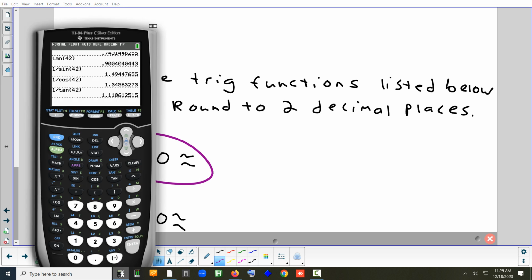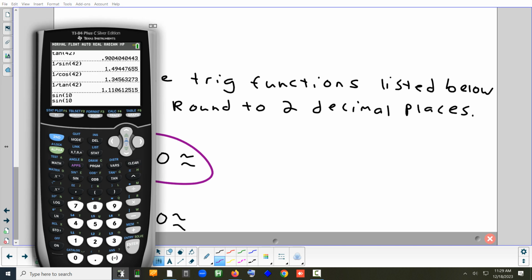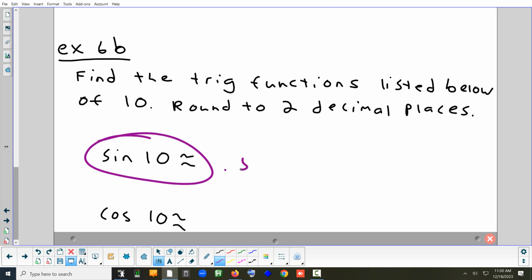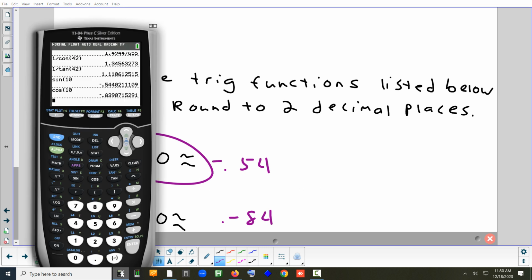Same thing, now just type it in. Sine of 10 and cosine of 10. So negative 54, negative 84. You don't have to close it, is it? Well, it doesn't matter, because there's nothing coming after it.